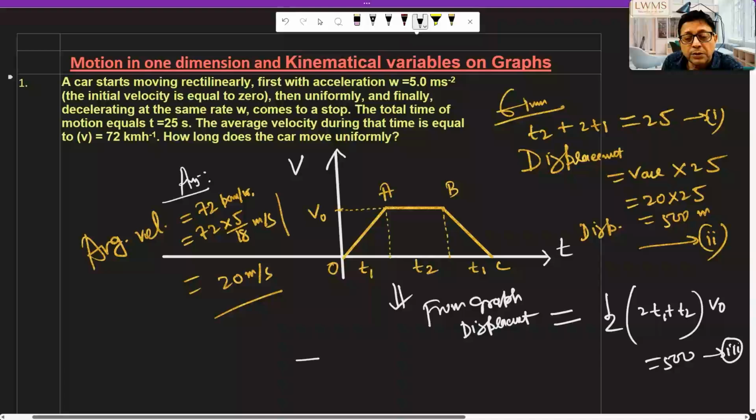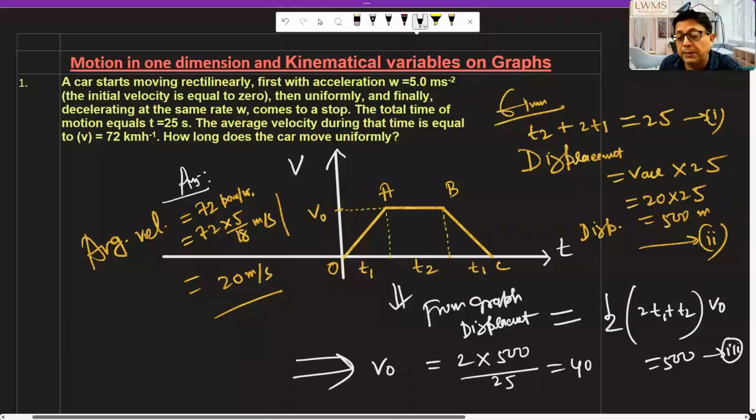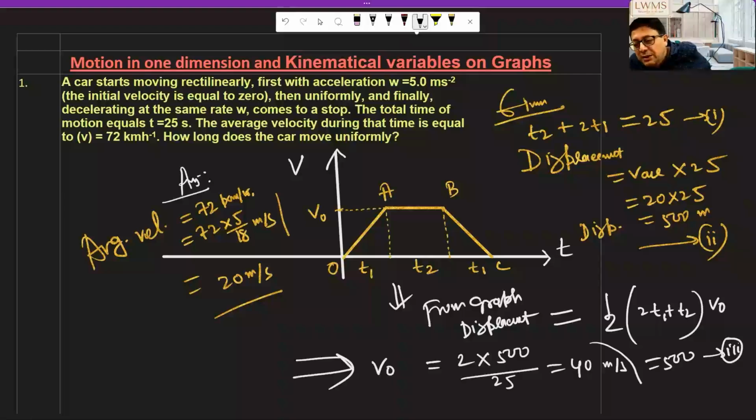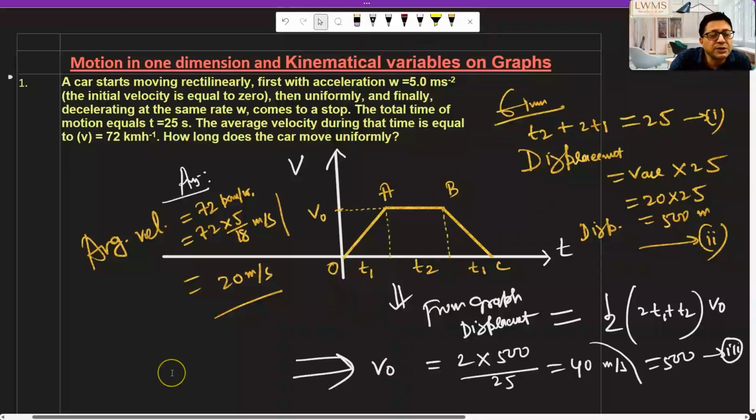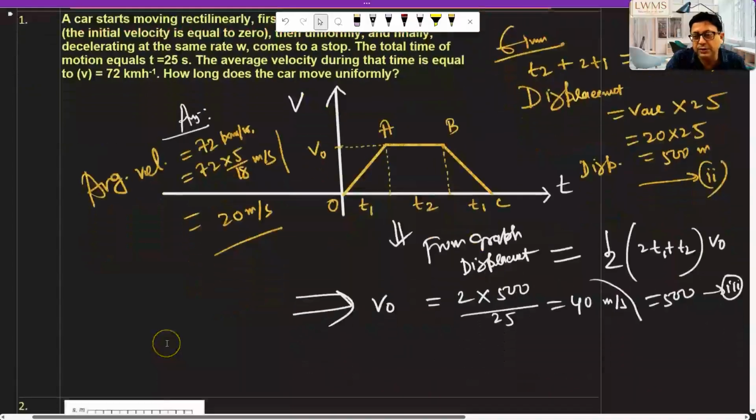2t1 plus t2 you know. So what does this imply? V0 equals 2 into 500, divided by 2t1 plus t2, the total time, which is 25. This is 40 meter per second. Clear? So V0 equals 40 meter per second. This is the maximum velocity it has gained that we got.